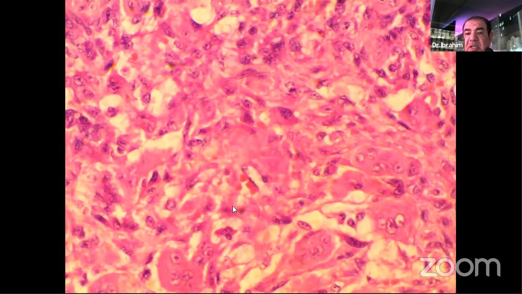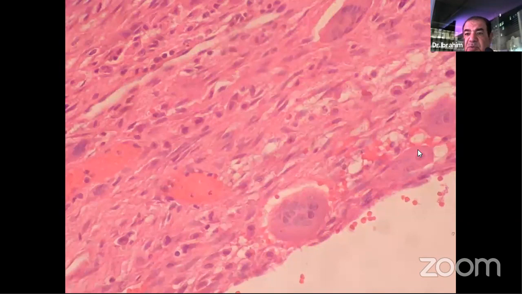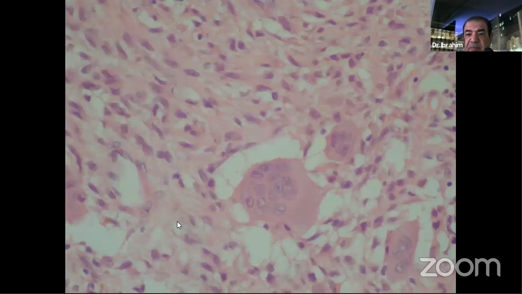This is a typical low power, higher power view. You can see the osteoclast type giant cells, and the spindle cells are there. Usually they are bland and not atypical. Again, you can see the many osteoclast type giant cells with vascular or blood spaces, many spindle cells, benign looking. These are typical osteoclast type giant cells.